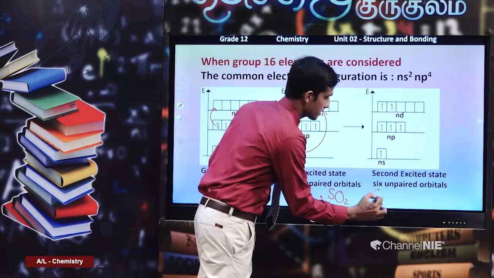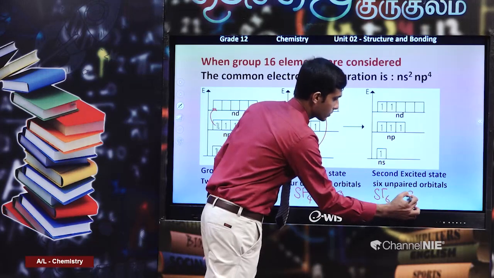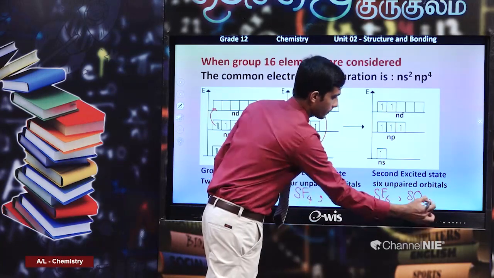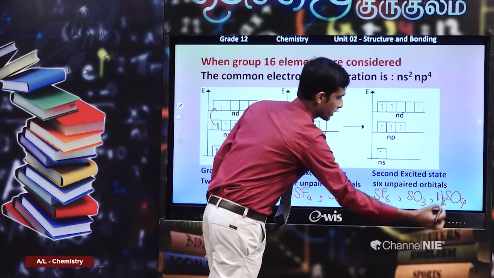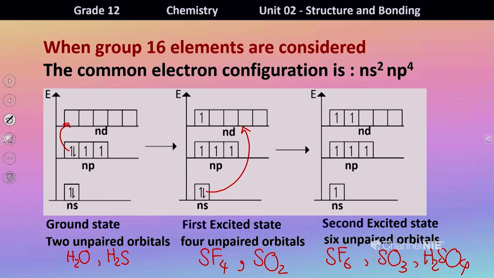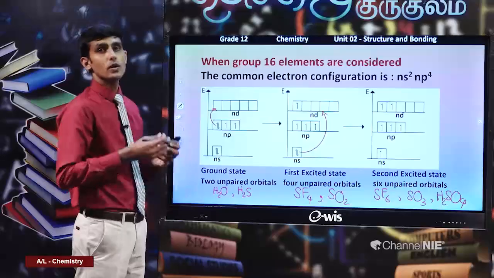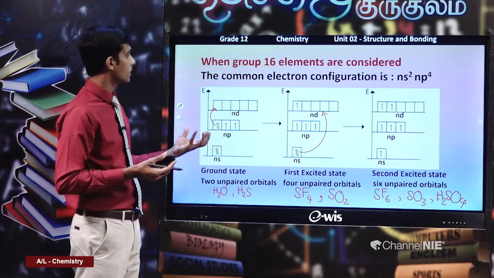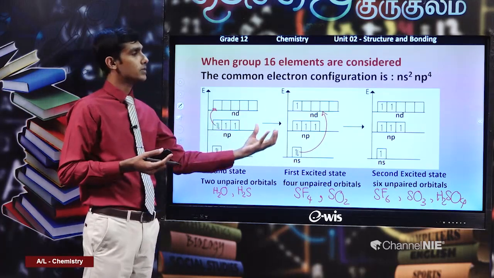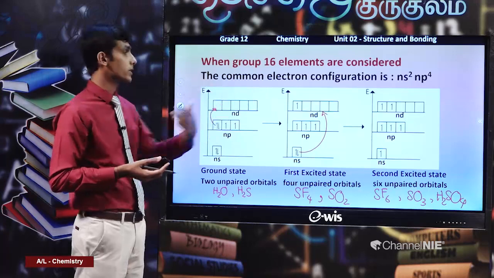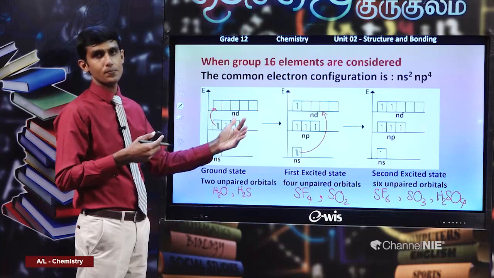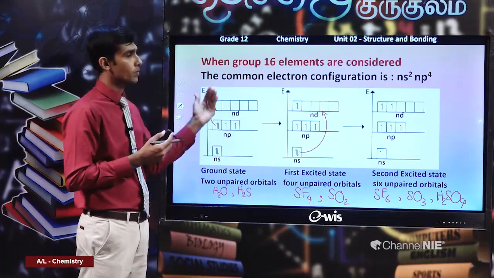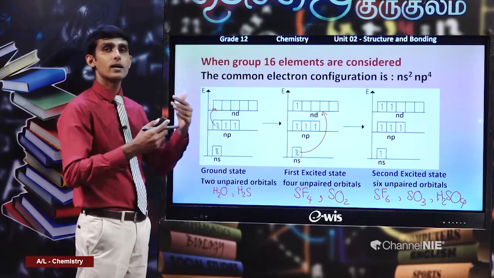For example, SF6, SO3, H2SO4. In all these molecules, the sulfur central atom has formed 6 covalent bonds. So, it is very easy to explain these things. Group 16 elements can form 2 bonds, 4 bonds as well as 6 bonds. Later in unit 3 you will learn accordingly that they can show the valencies 2, 4, 6 and oxidation numbers like -2, +4, +6. All these are related to each other.